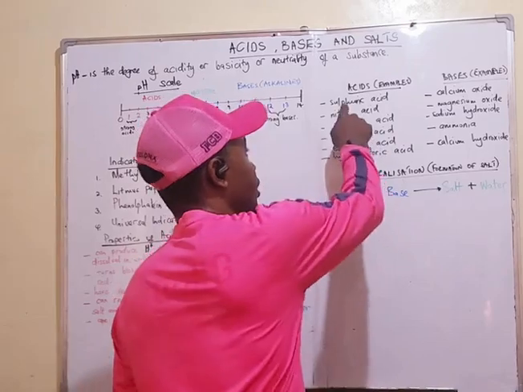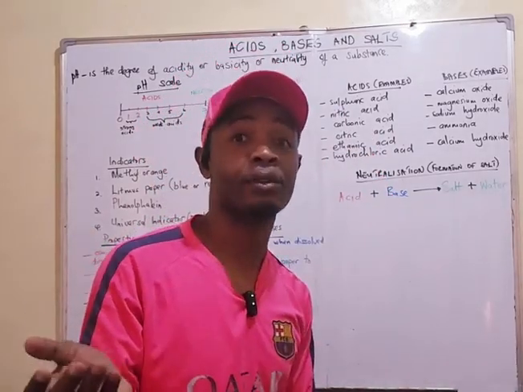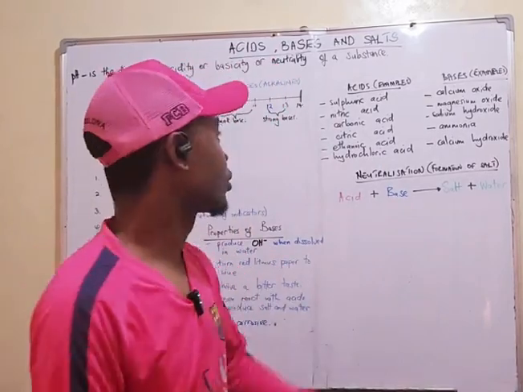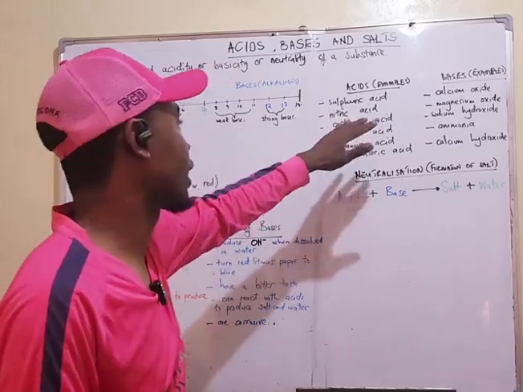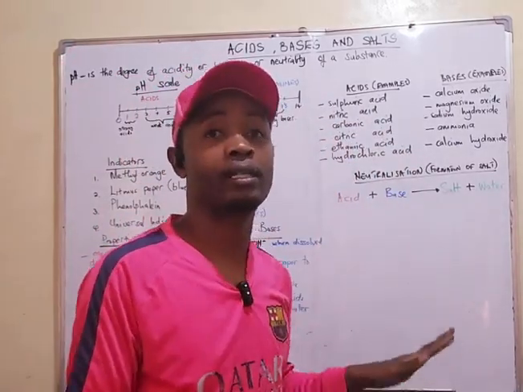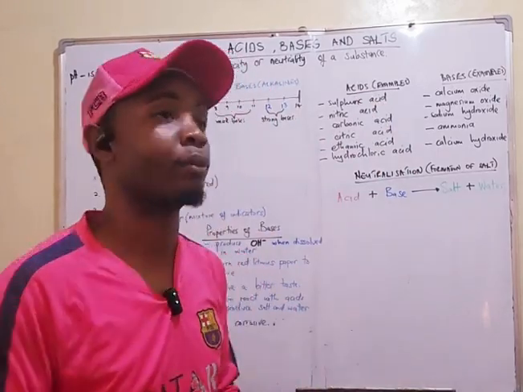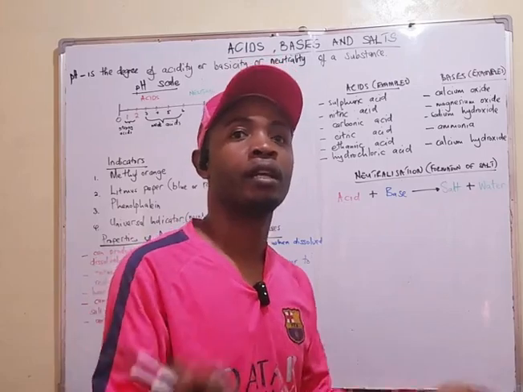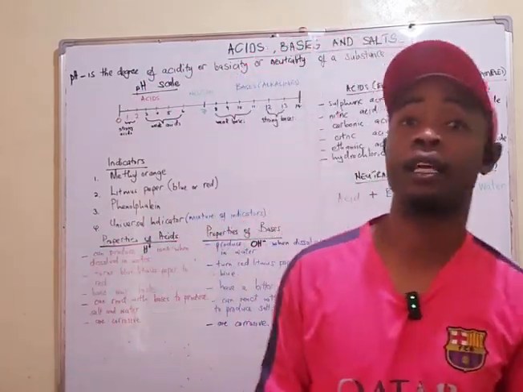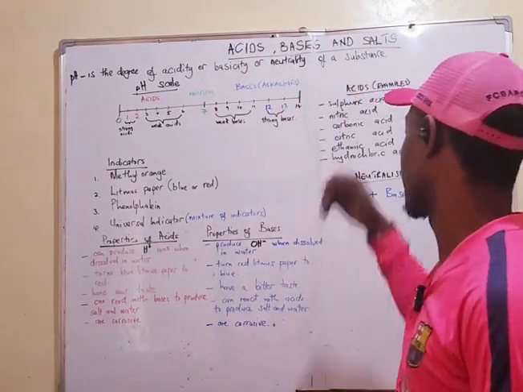Then here are some good examples of bases as well as the acids that we have. We have the first one, sulfuric acid. The acids are easy to identify. Why? Because they always end with the word acid. So we have sulfuric acid, phosphoric acid, nitric acid, carbonic acid, ethanoic acid, hydrochloric acid. They are all acids because they end with this one. Propanoic acid, you can have as many of these acids as possible.